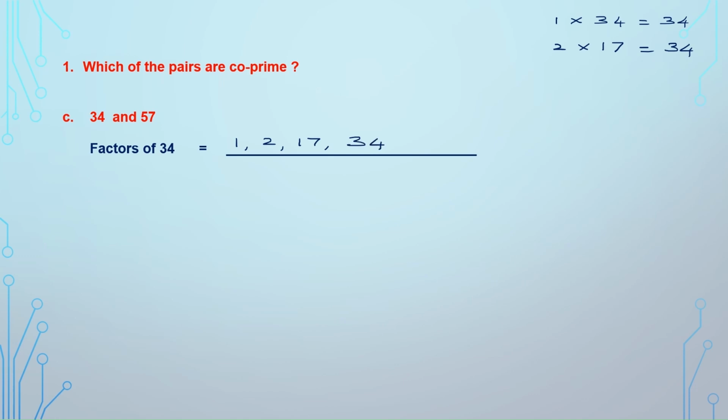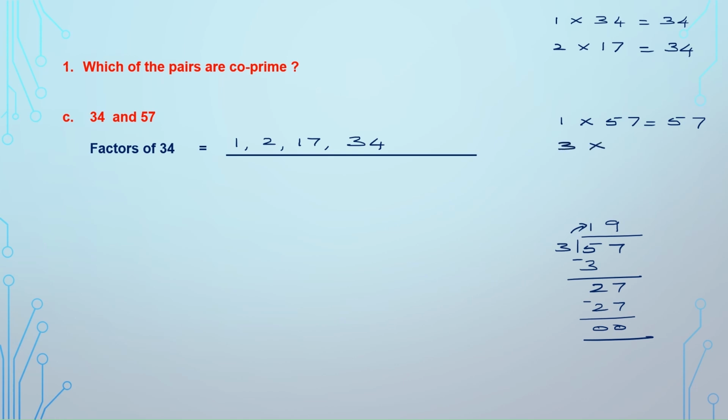Now let's take the next number 57. So 1 into 57 is 57. Then we cannot multiply by 2 because this is not an even number. So let's see if we can divide this by 3. So let's take 57 and divide it by 3 and see, 3 ones are 3, 5 minus 3 is 2, 7, 27. 3 nines are 27, yes. Okay, so here we have 0. So now 3 into 19 will give us 57. So let's write it there. 3 into 19 is 57.